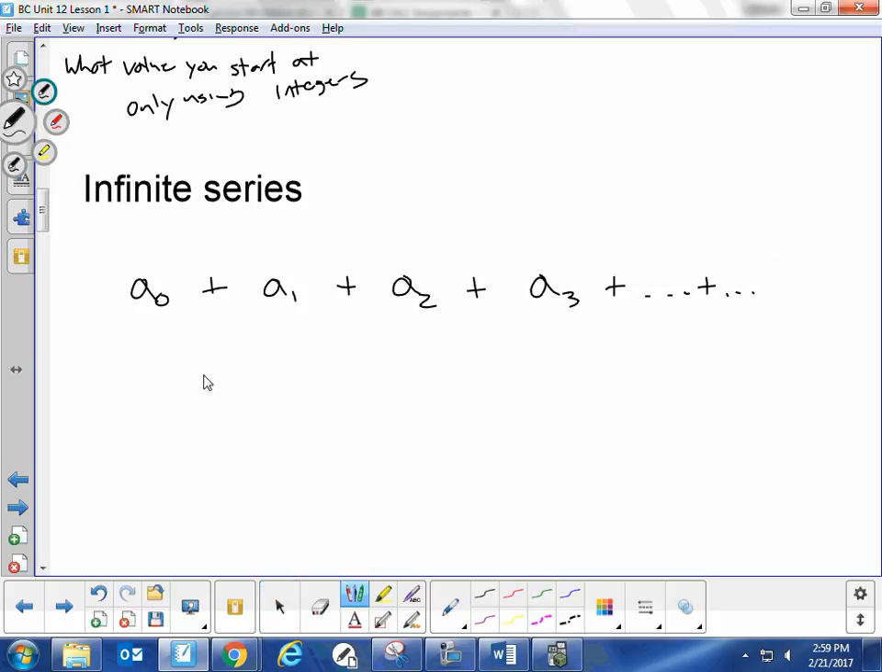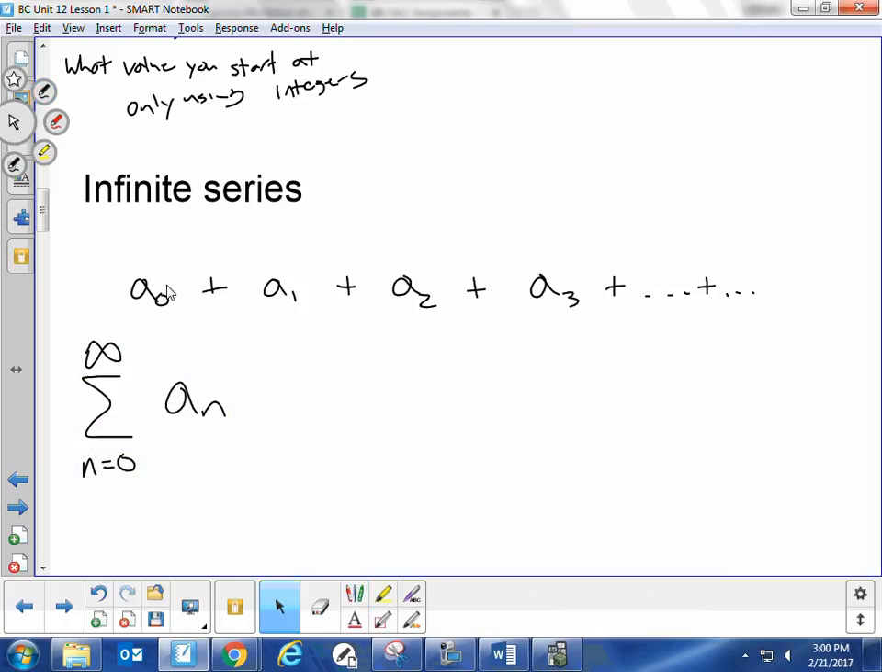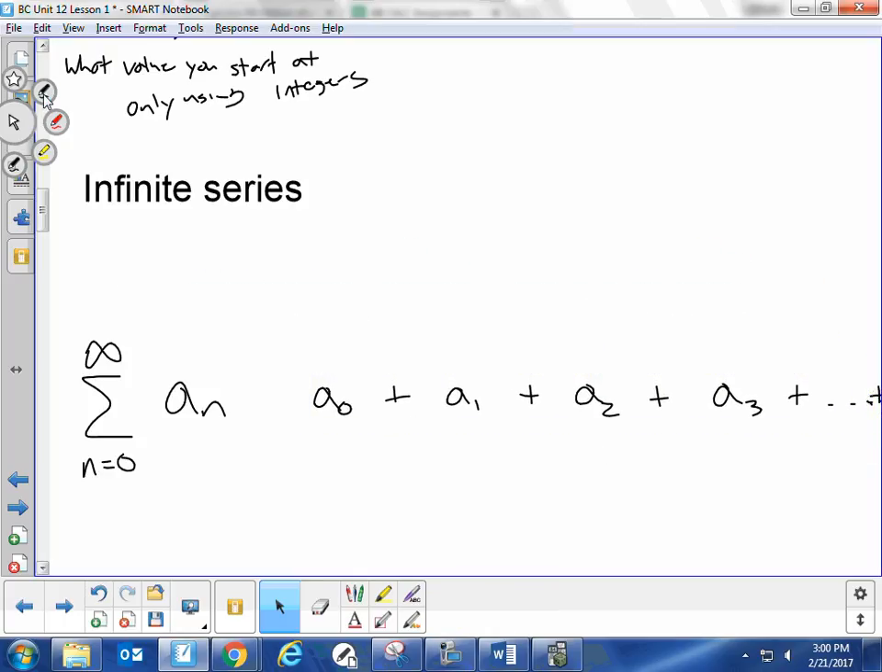In this situation, we'd be taking the sum of my a n's. I sometimes will start with my zeroth term instead of my first term. In this situation, I have a zero. So I'd say, hey, start with n as being 0 and go to infinity. And that's how you would list, using summation notation, this infinite series.